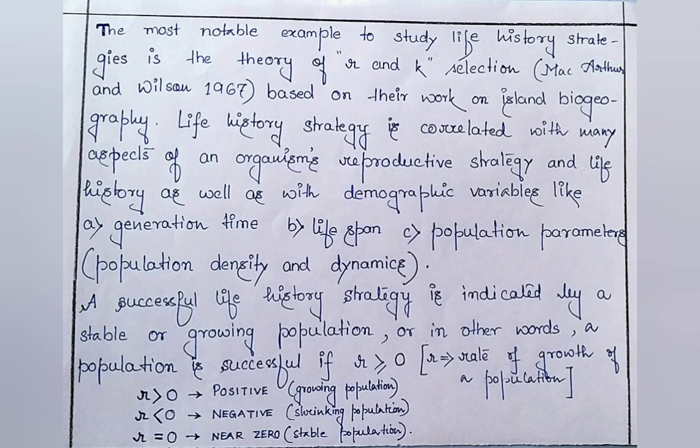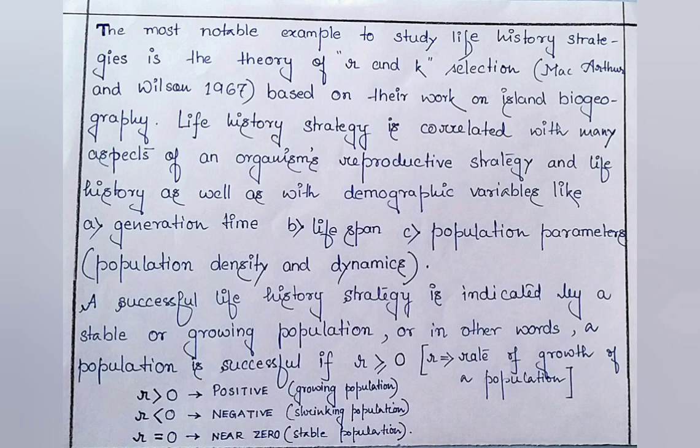Life history strategy is correlated with many aspects of an organism's reproductive strategy and life history, as well as with demographic variables like generation time, lifespan, and population parameters like population density and population dynamics.